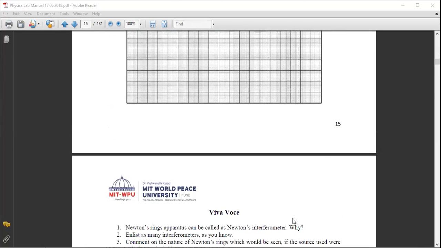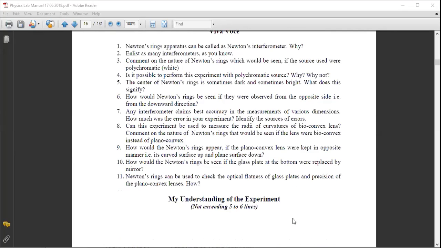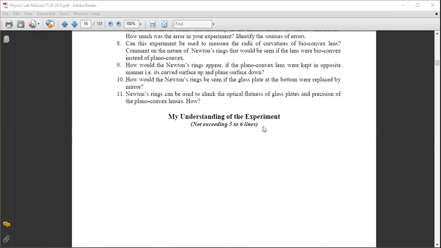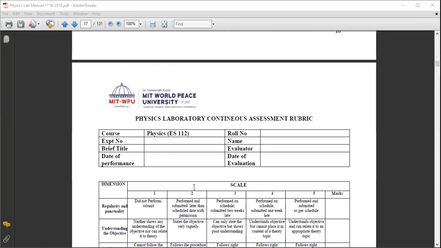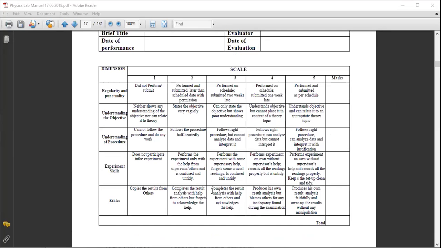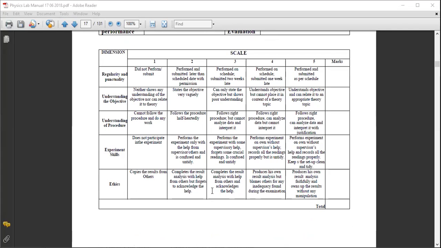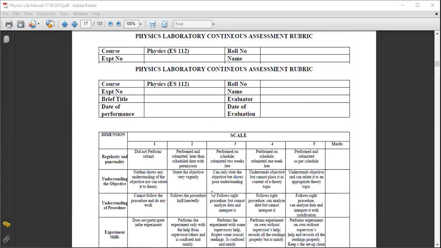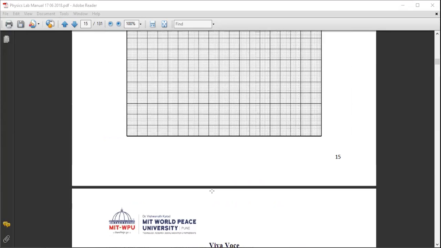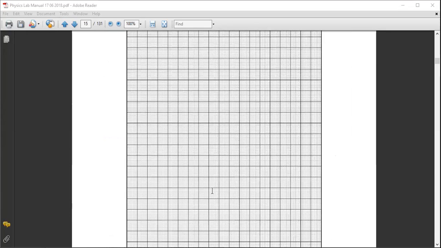Then you will also write my understanding of the experiment. That is, whatever you have understood from the experiment, you will summarize it. Okay. And based on that, we will evaluate you. So you will get 20 points maximum. And you have 1 week's time to complete this work.